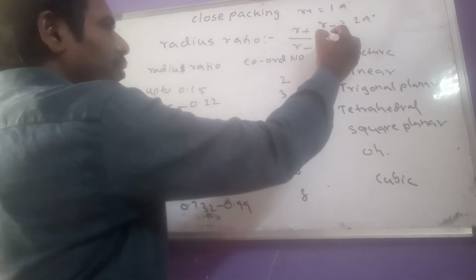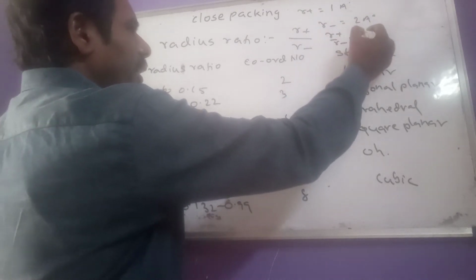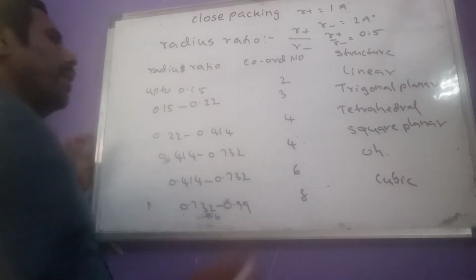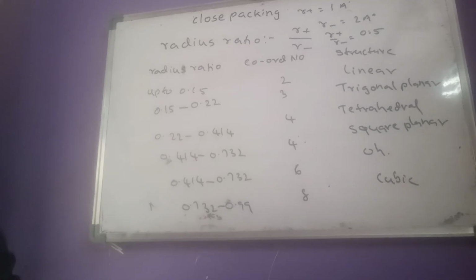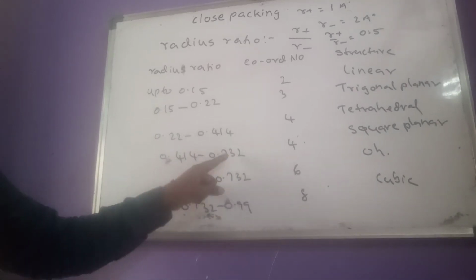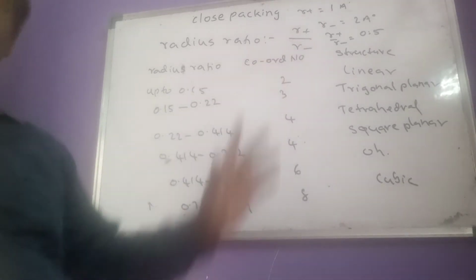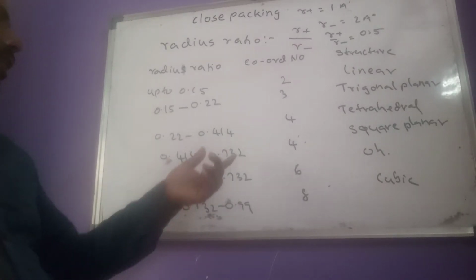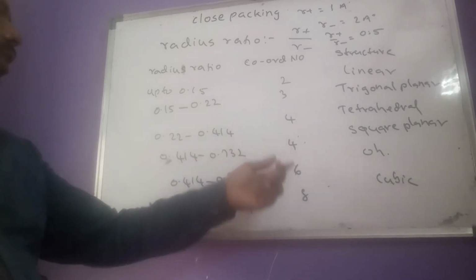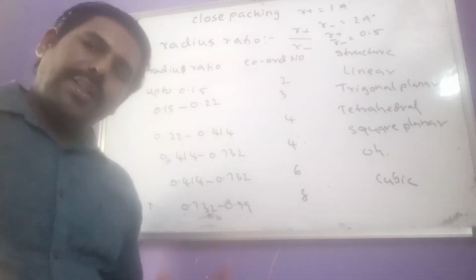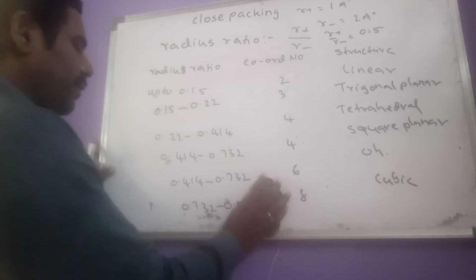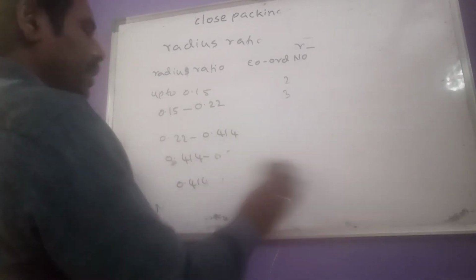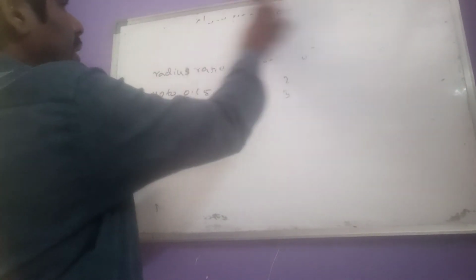That means 1 by 2, therefore the ratio is 0.5. Now we have to observe in which range 0.5 falls. The 0.5 value is in between 0.414 and 0.732, so the coordination number may be 4 or 6. Like that we have to give the answer for radius ratio questions.